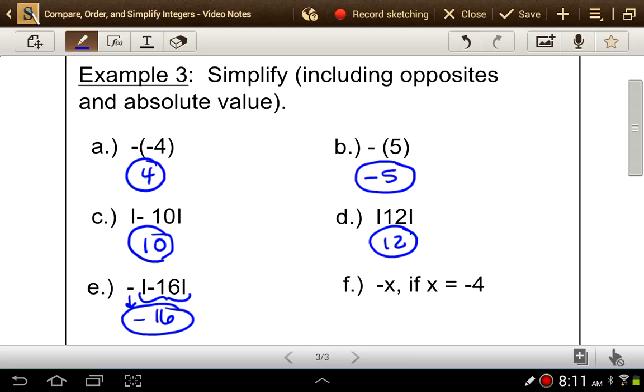And then for F, I'm going to plug in a number here. I have a negative, and then I have to plug in that negative 4, so I'm going to use my parentheses, so I end up with the opposite of negative 4, which, just like example A up there, is 4. So these last two are a little bit tricky. You got 2 steps to them.